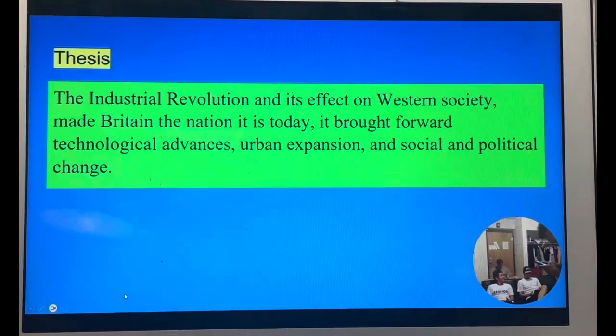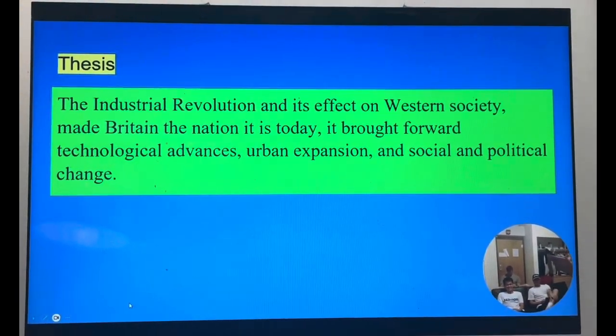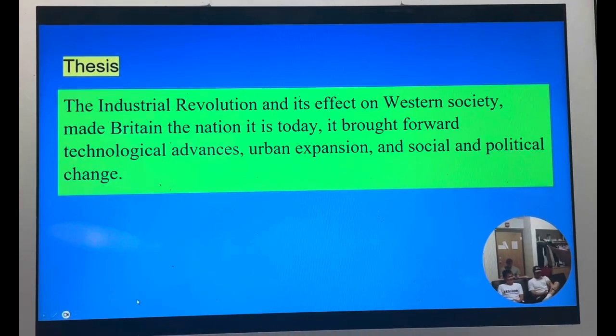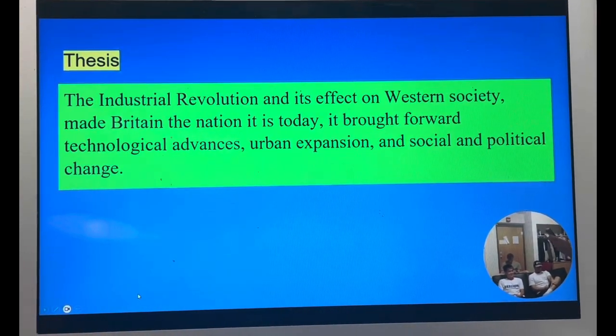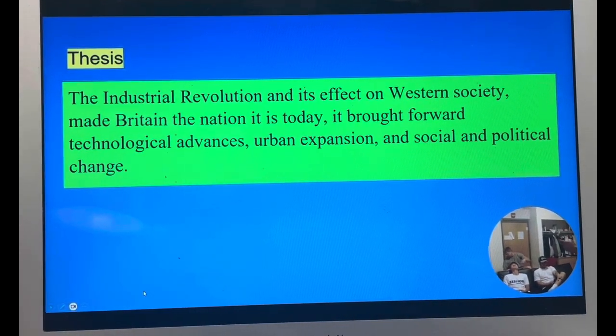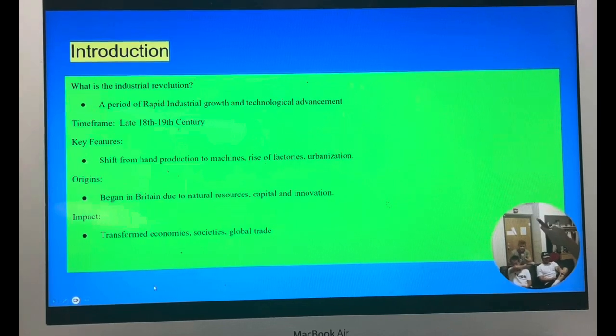Here we go. So my thesis is the Industrial Revolution and its effect on Western society made Britain the nation it is today, and it brought forward technological advances, urban expansion, and social and political change. I like this thesis, and it was something that I did good research on.